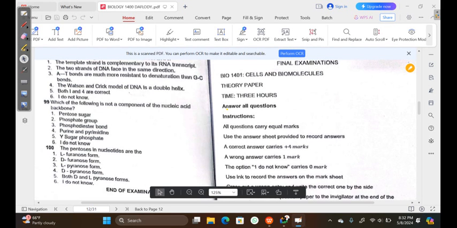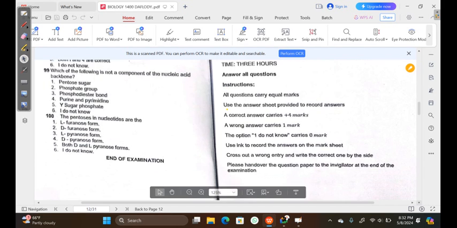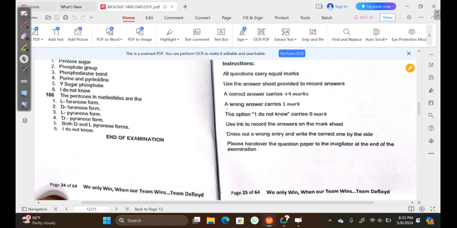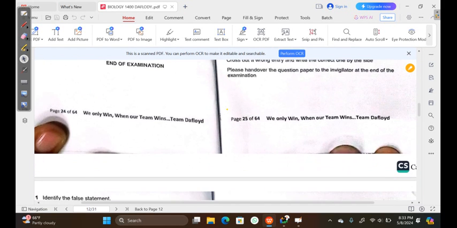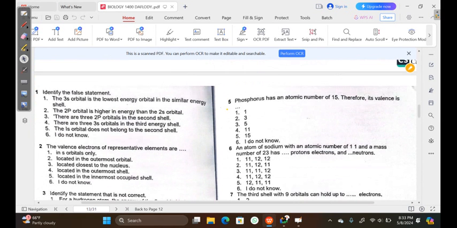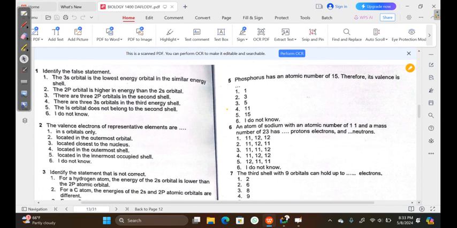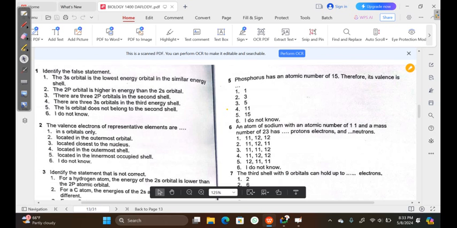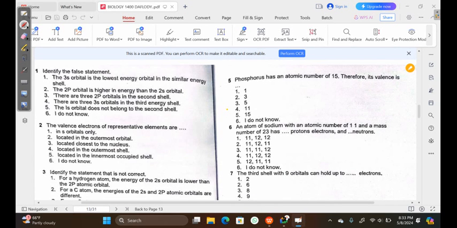So I think we can start. I think topic 1 is on, what do you call this topic, which deals with atoms? Yeah. So let's start. Now I was thinking, okay, let's see how far we can go. So question 1 here reads, identify the false statement. Which of the following statements is false?